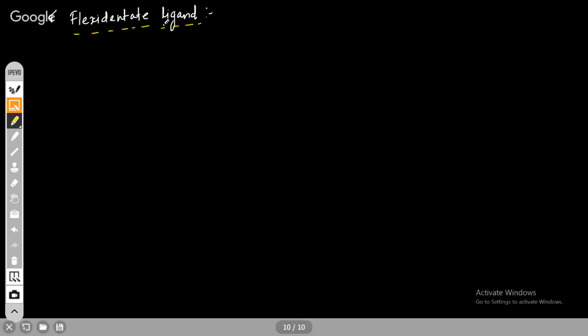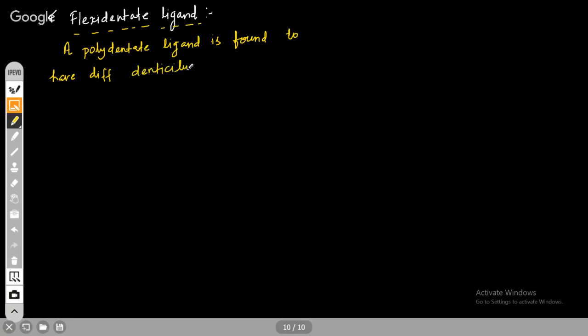Okay. So now write down the definition into this. A polydentate ligand is found to have different denticity in different compounds, and they are known as flexidentate ligands.